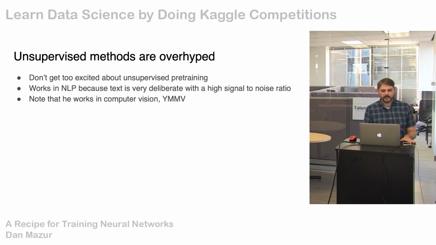Okay, another bit of advice for regularizing. He says unsupervised methods are overhyped, so don't get too excited about these. Obviously in natural language processing, all the state-of-the-art models are using pre-trained things trained on huge corpuses. He says it works in NLP because text is very deliberate with a high signal-to-noise ratio, which I guess is less true in computer vision. Anyway, this piece of advice I think is quite domain-specific. But it's also true that in NLP it's working way better than you might expect. In NLP, the model sizes are typically way larger as well.